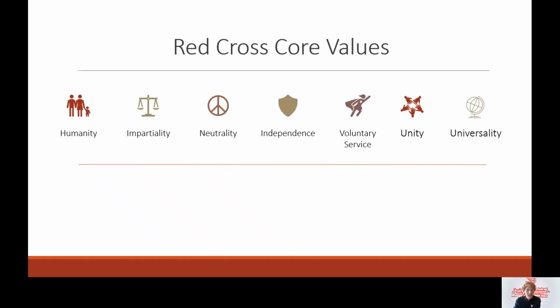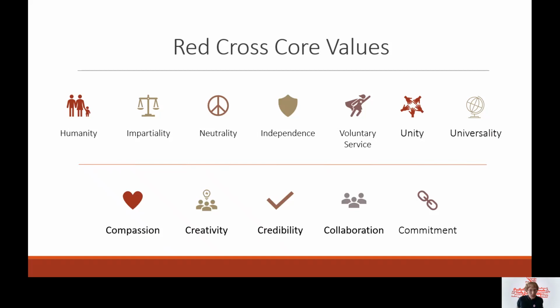Things like humanity, impartiality, independence, unity, and universality. The Red Cross is all over the world. These are the 7 fundamental principles of the Red Cross. This is what the Red Cross stands for as an organization, and not just here in the United States, but also universally around the world. So these are the values that shape the organization as a whole.